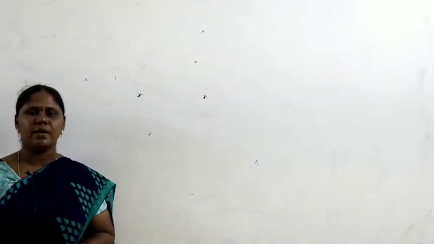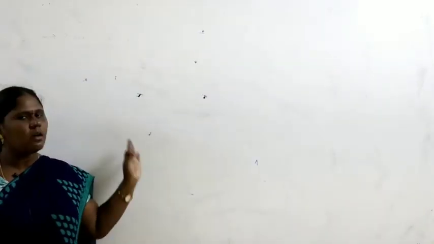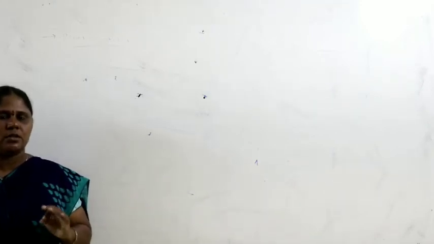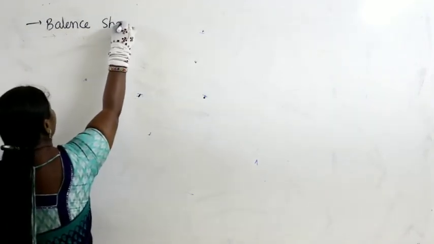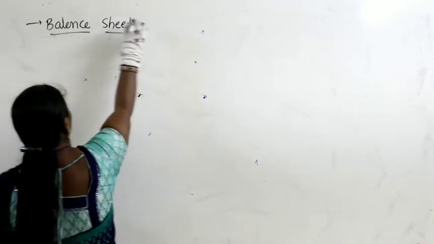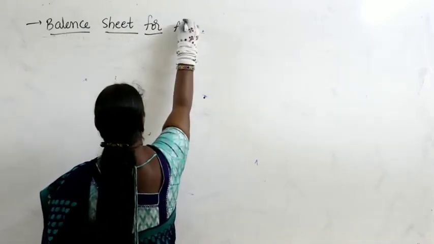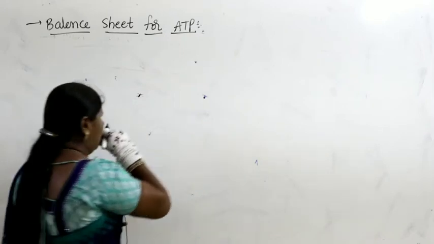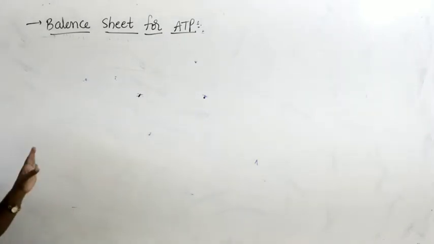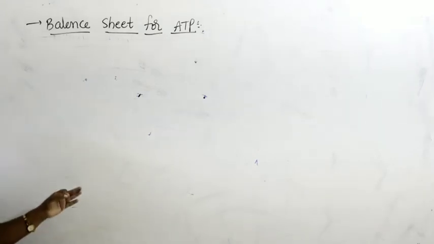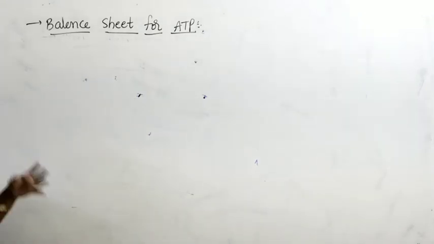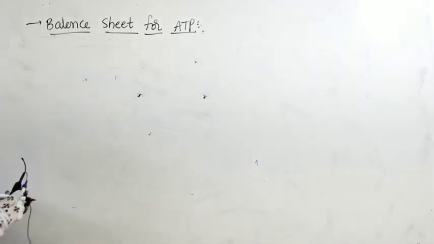So now we have studied photophosphorylation and oxidative phosphorylation very clearly. Now let us write a balance sheet for ATP. In each and every step, where ATP is produced and where ATP is consumed, we need to write very clearly. So let us start writing. This is also important.